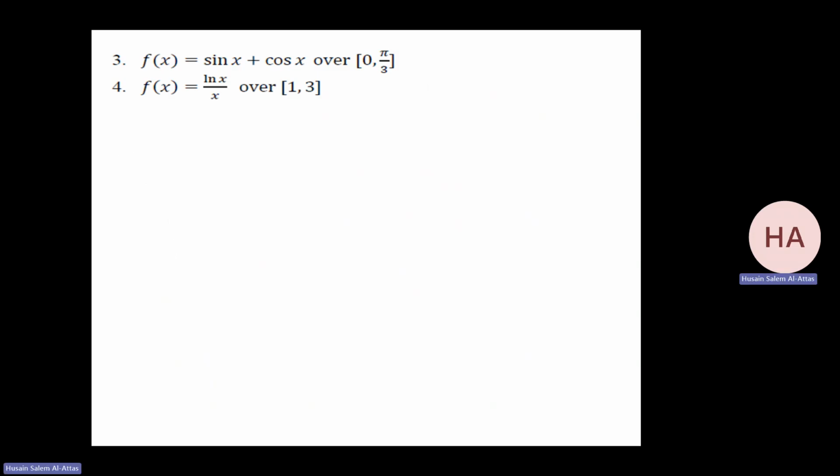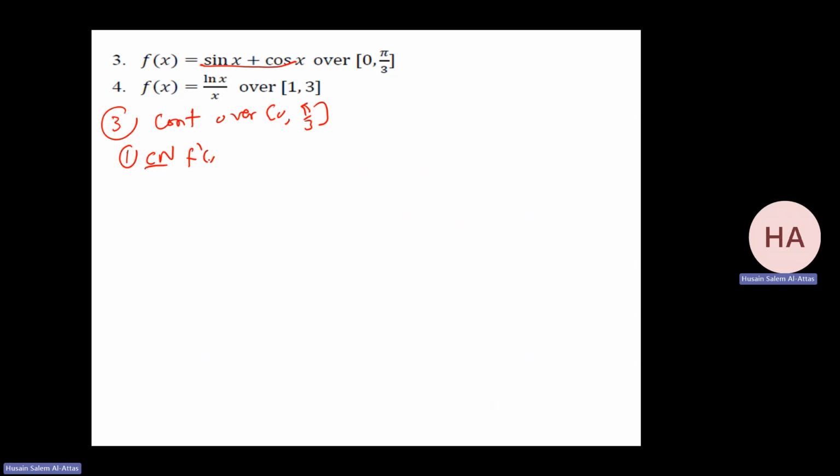Yeah, let me do this one. Sine, cosine, number 3. This is defined everywhere, continuous and differentiable, so it's continuous over this interval. I have the small interval, 0 to pi over 3. Okay, so my first step, critical numbers.